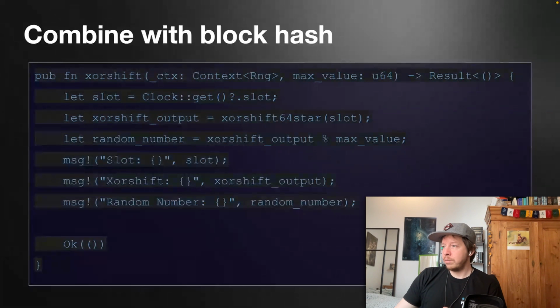Then another nice thing that you can do is you can combine the randomness with the current block hash or with the current slot of the blockchain. And like this, you will have a pretty nice random value, which is not related to a fixed value. So you just pass in the current slot as the seed for the randomness, and then you do the same thing modulo the max value that you want.